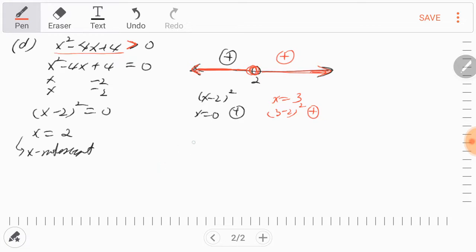So the solution is what? Therefore, the solution, the positive part, is negative infinity to what? 2, and 2 is not included, or starting from 2, not included, all the way to the right. Or you can write it as this: x is less than 2, or x is greater than 2.